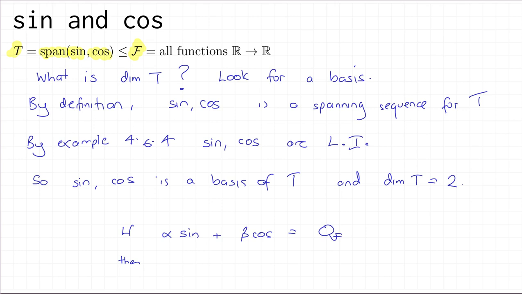So you could evaluate for any real number x and you'd always get 0. So alpha times sine of x plus beta times cosine of x will be equal to the real number 0 for any x, a real number. And by choosing appropriate values of x, you can show that alpha and beta must be 0, and therefore you have linear independence. Anyway, you can see the details by looking up example 4.6.4. So the dimension of that subspace is 2.